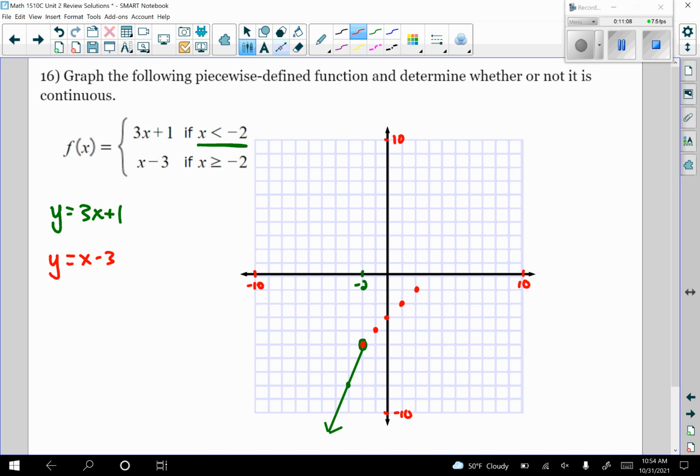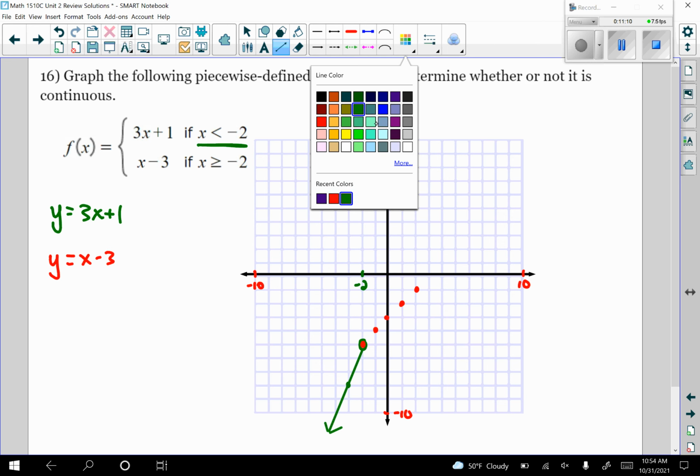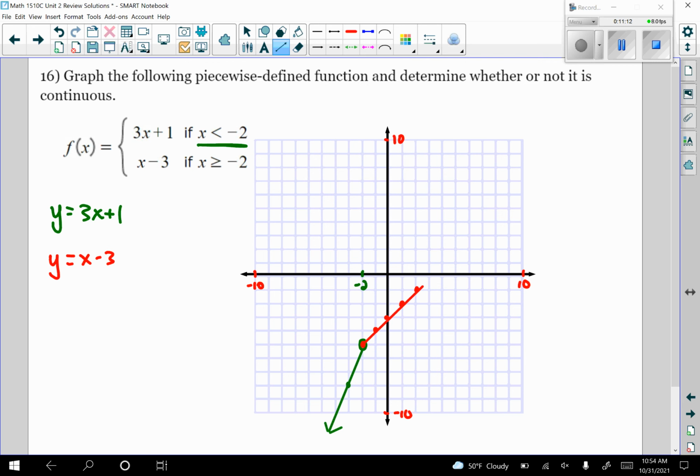So now it looks like this. Graph this line. So here's our piecewise function. Now this is continuous, because where it was open for the green line, it is now closed in for the red. So this is continuous. I can draw the whole thing without lifting my pencil up.